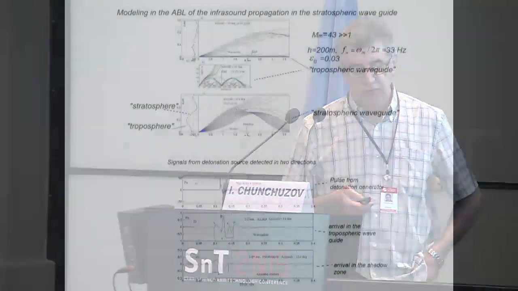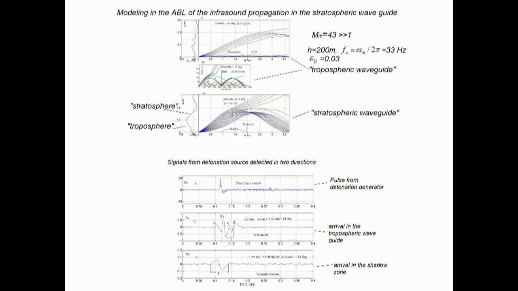And here are the results of modeling of infrasound propagation of signals in two different directions. In one direction, there is a near surface waveguide, and the corresponding signal is in the panel which is second from the bottom. And in the almost perpendicular direction, there is a shadow zone at a distance of 2.2 kilometers from the source, and we see the single pulse in the panel at the bottom of this picture.